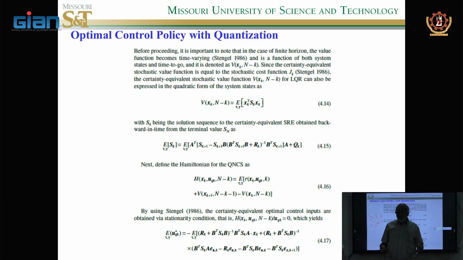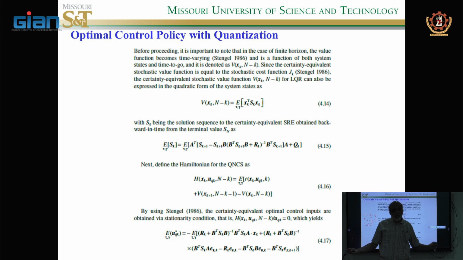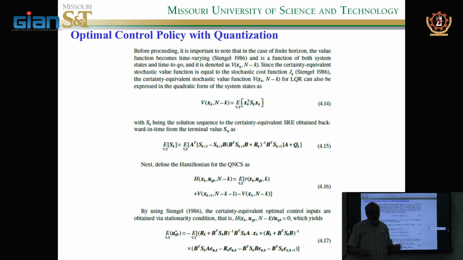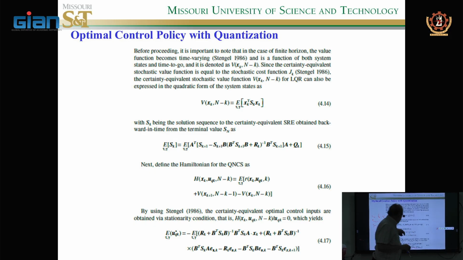That additional term is because of the quantization error. So far, we didn't see that error because we assumed that there is no quantization. You see what I'm trying to say? So you follow the same derivation, you get the same equation, and you get an extra term.